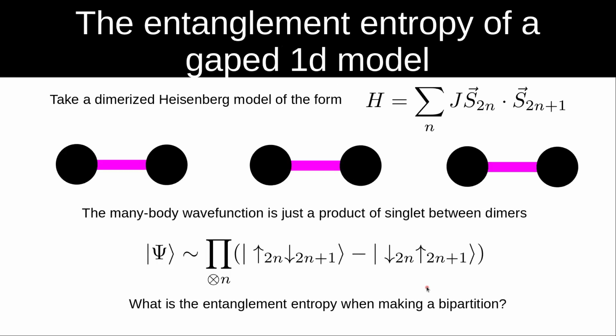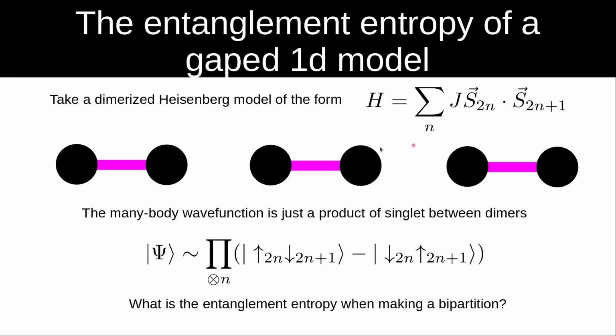To understand this point, let us look at a relatively simple one-dimensional quantum many-body model. It is simple because we can solve it analytically. You can think that you take a one-dimensional chain of spins, but now you put a Heisenberg coupling only between pairs of sites. You do it between site 0 and site 1, site 2 and site 3, site 4 and site 5, and so forth. But you don't couple these pairs to each other.